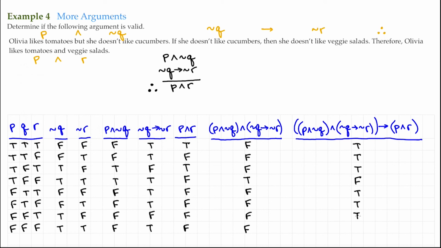So what does that mean? Well, this is an invalid argument. This is not a tautology. Every argument is not true. Every truth value is not true. So this becomes an invalid argument. And you only need one truth value to be false. And then the whole argument collapses. So there you go.